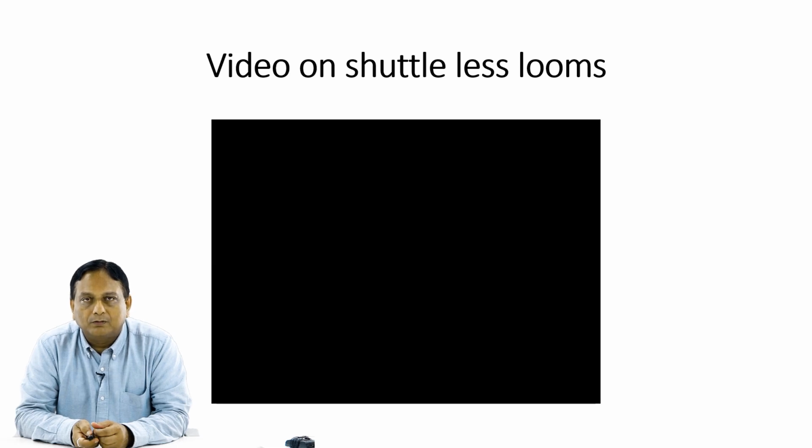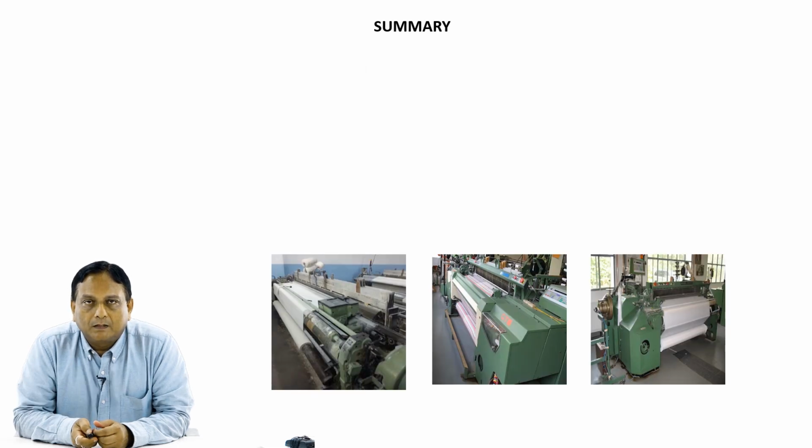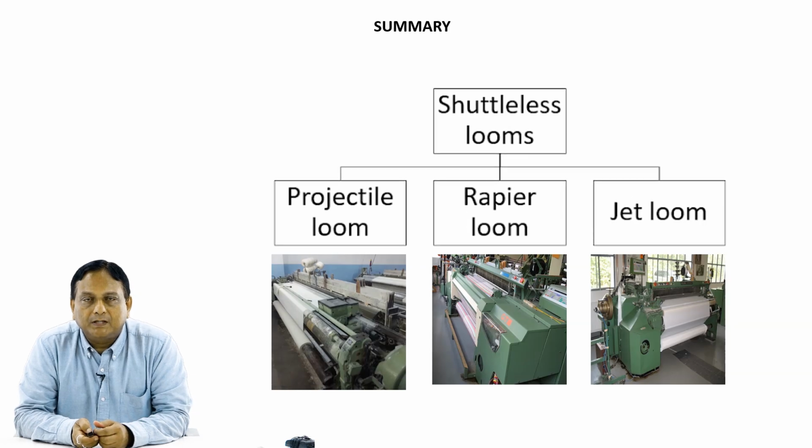Let us see a small video on these shuttle-less looms. Now, as we can see, there are 3 different types of shuttle-less looms as has been seen here. Number 1, we have seen the rapier loom. In this rapier loom, we can see how different types of rapiers are used, and versatile fabrics can be produced on it.